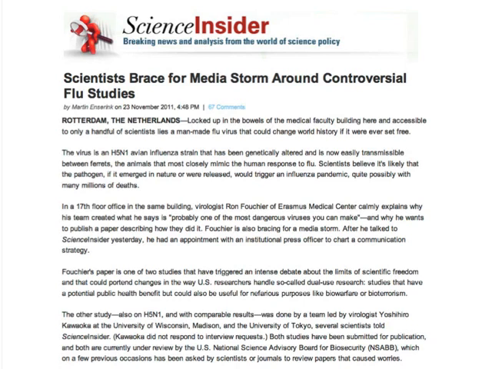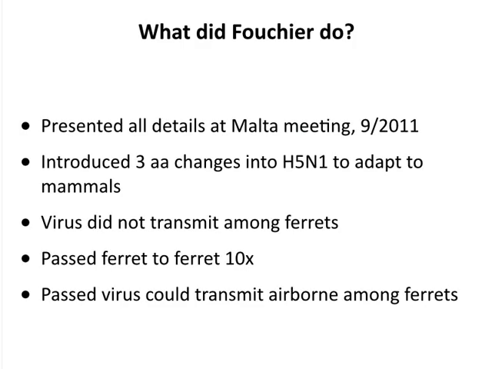Okay, so Ron Fouchier called it one of the most dangerous viruses you can make, and he had submitted this paper for publication. And then Kawaoka also did similar work, but he did not respond to interviews. And I just wish Fouchier had not responded to interviews as well, because this is what got this whole problem started. So he said, and the writer conveyed, that this virus could wipe out humanity if it were released.